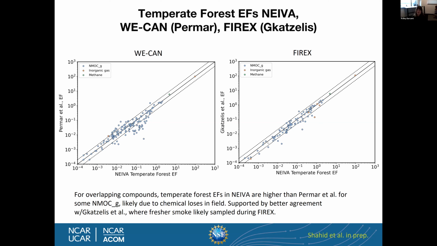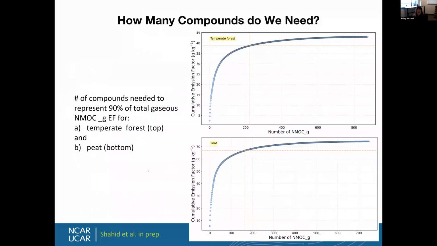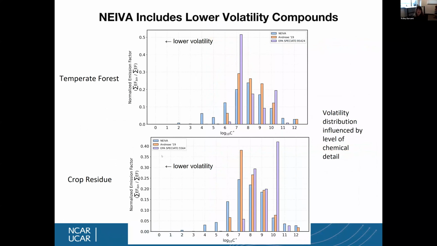There's a suggestion that FireX was sampling fresher smoke, and WECAN more aged smoke, so I think we have higher emission factors. I'm going to skip this, but I want to show two more slides if I have time.